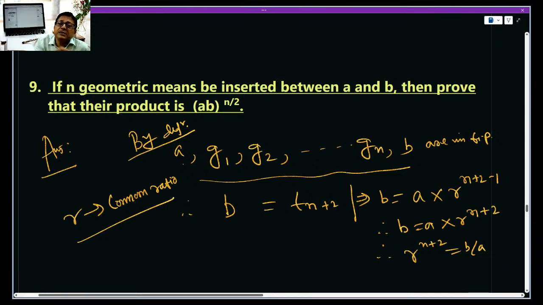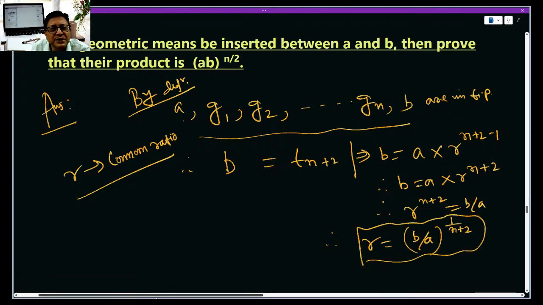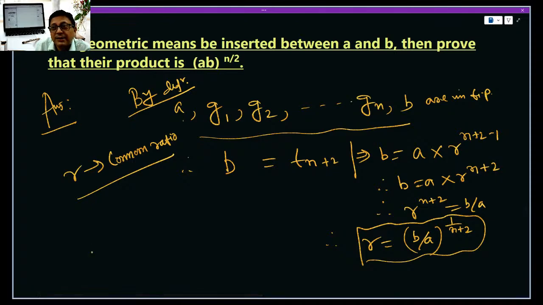If n geometric means are inserted between A and B, then prove that their product is (AB) to the power n by 2. Okay? You can remember this as a formula also. I told you earlier also. So R is what here? R is (B by A) to the power 1 by n plus 2. Isn't it? What is the advantage of getting R?